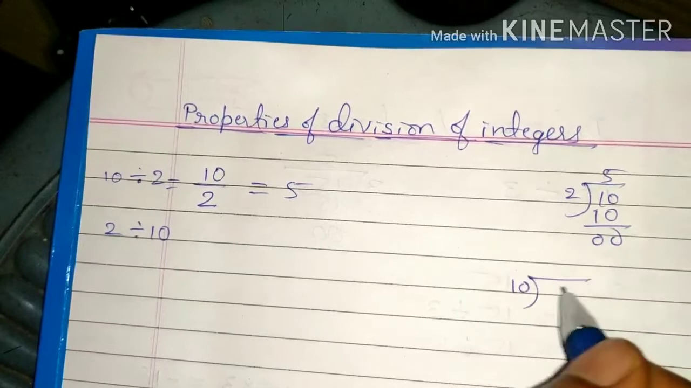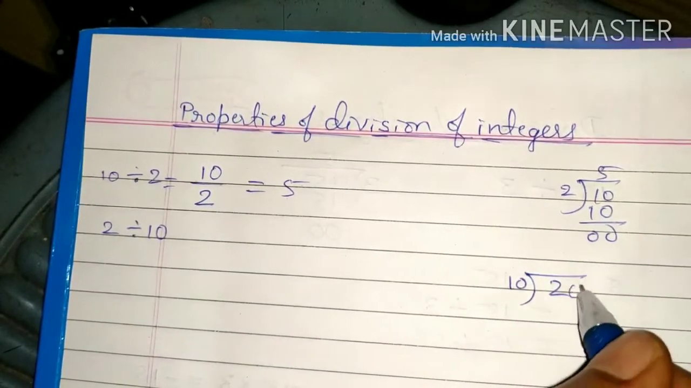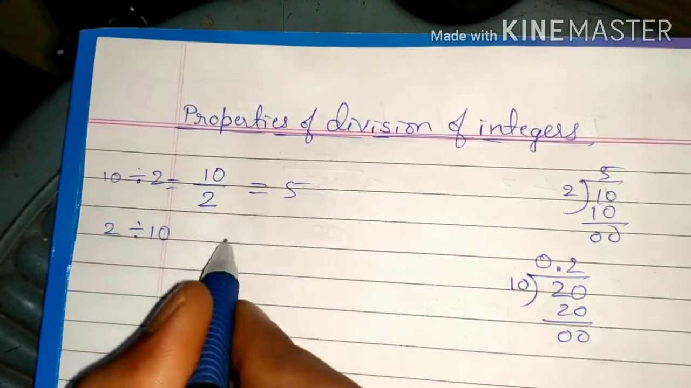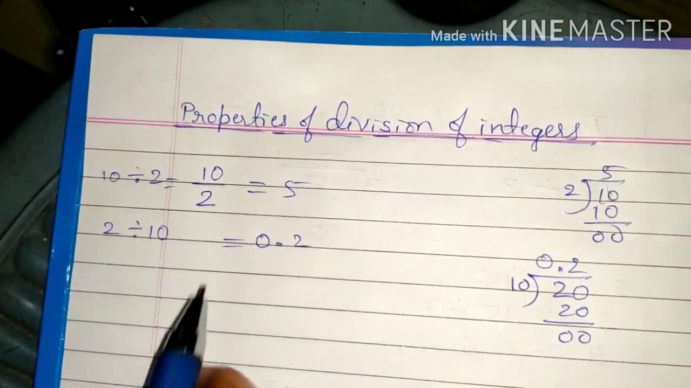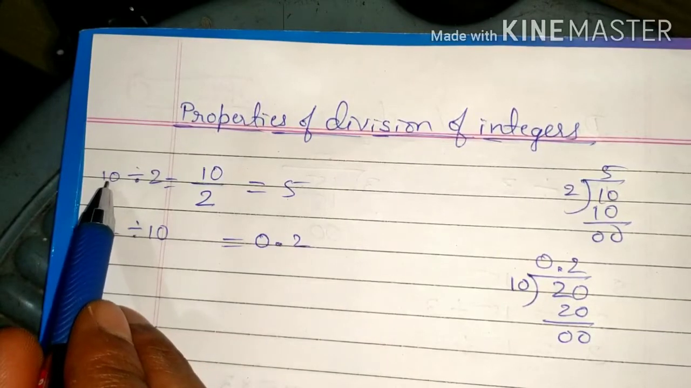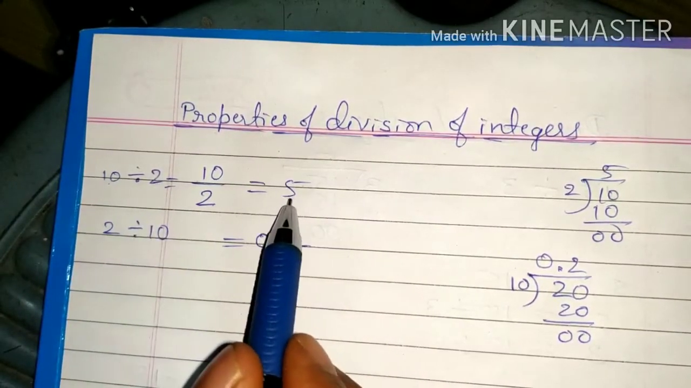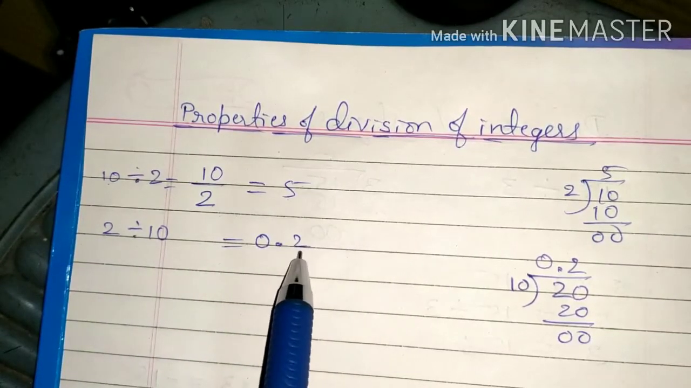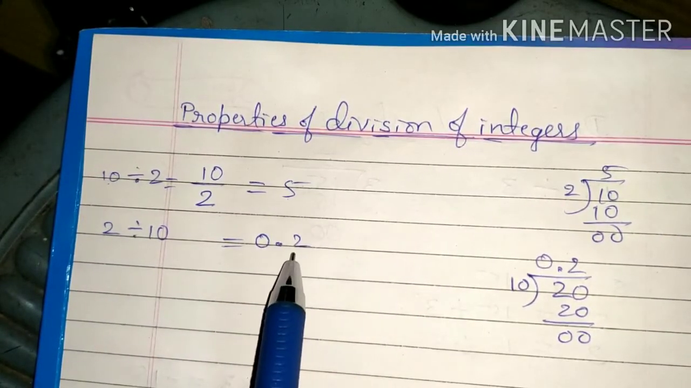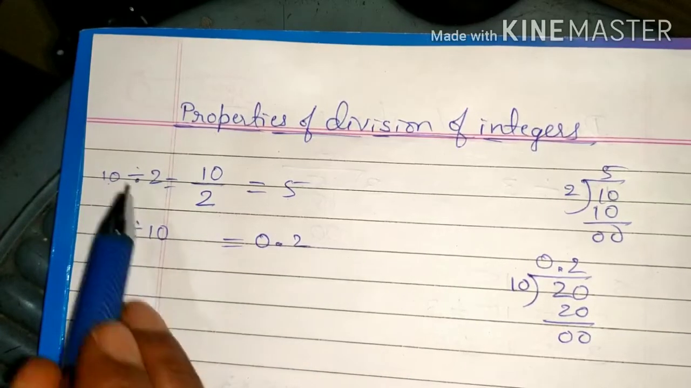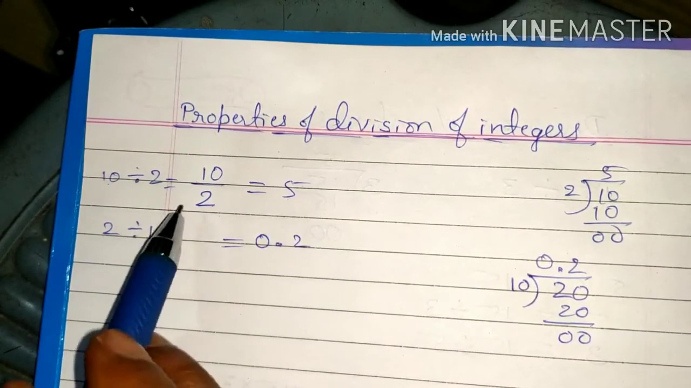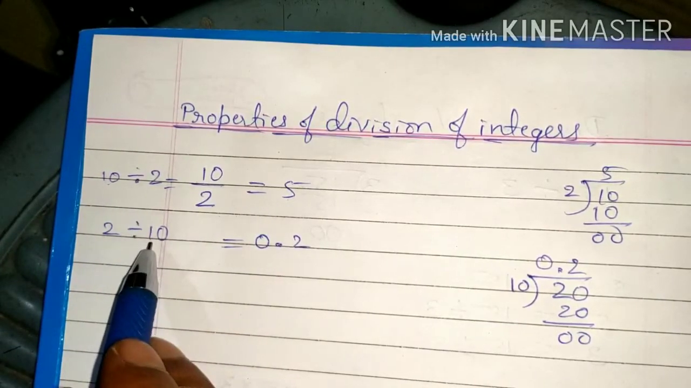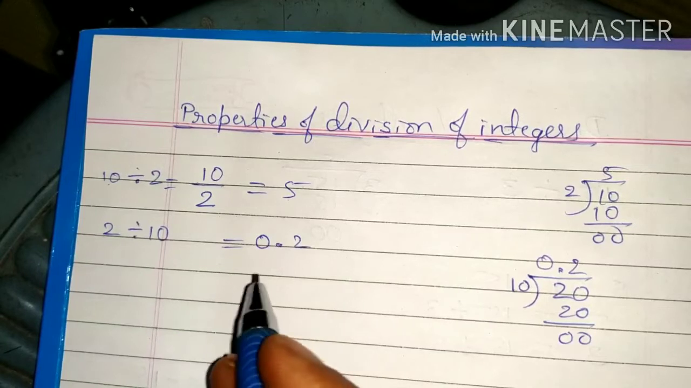What is the answer? 2 divided by 10, you cannot divide, so consider 0 and point. 10 twos are 20, correct? So the answer is 0.2. You can see that when you divide 10 by 2, you got 5. When you divide 2 by 10, you got 0.2. So these two answers are not the same. This is called the commutative property. Therefore, division of two integers is not commutative, whereas multiplication is commutative.